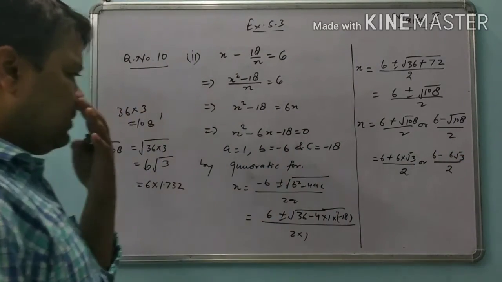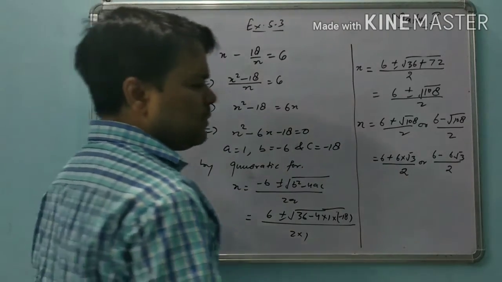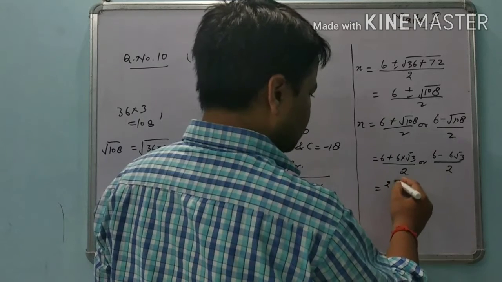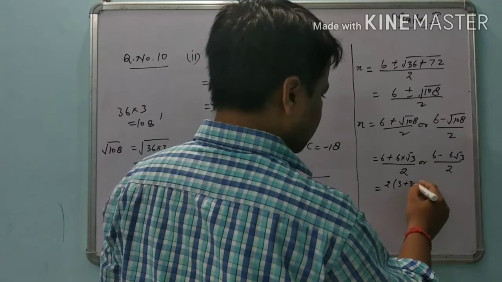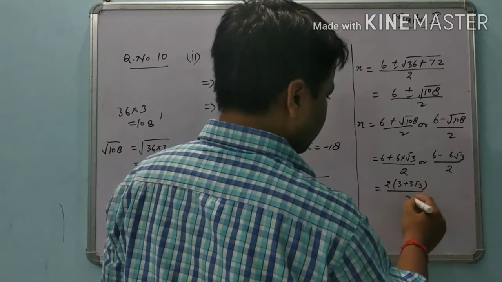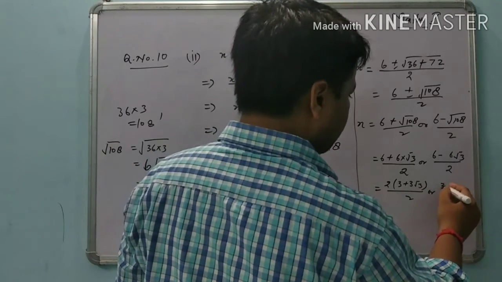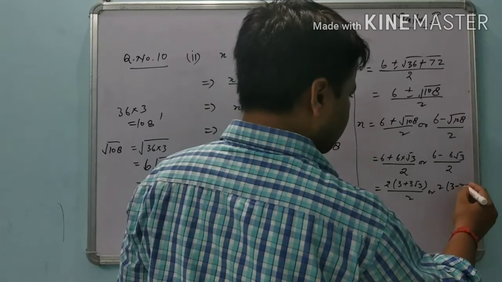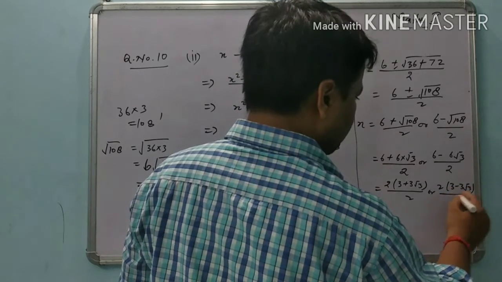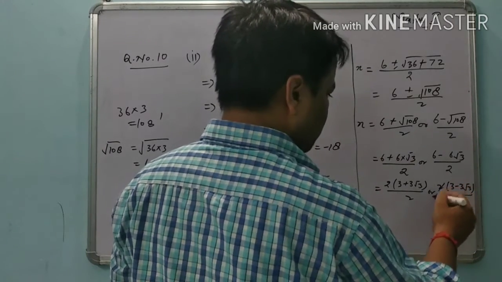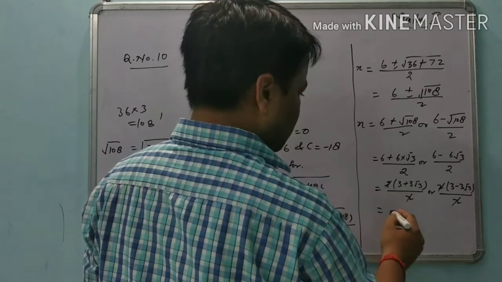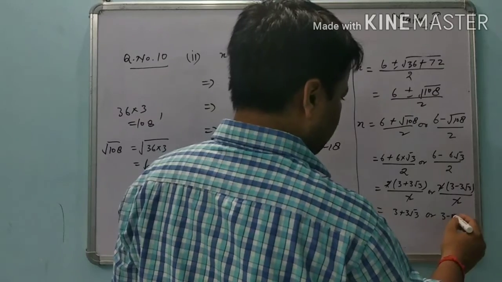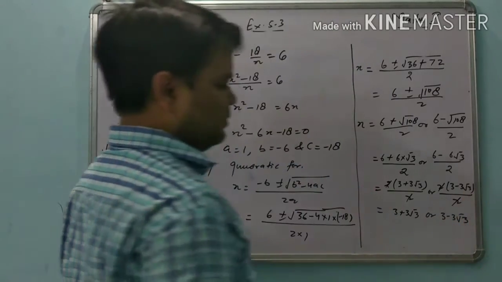6 into root 3 by 2. Now take 2 common in numerator and denominator. If we take 2 common, then it will be 3 plus 3 root 3 by 2, or 3. You take 2 common here also, then here 3 minus 3 root 3 by 2. Again the 2 and 2 cancel. Its value will be 3 plus 3 root 3 or 3 minus 3 root 3.